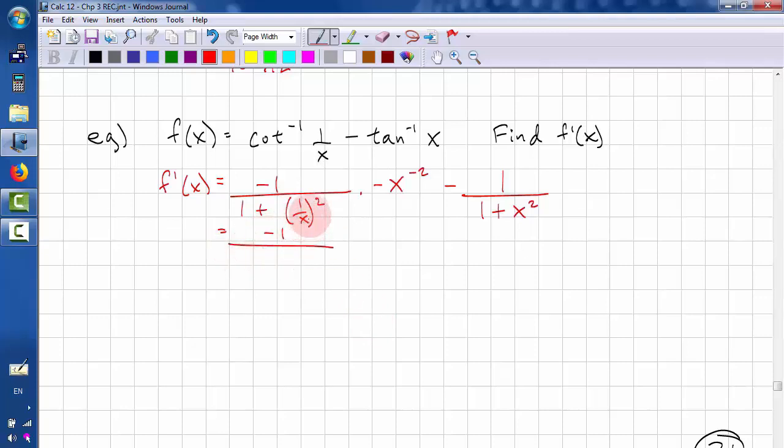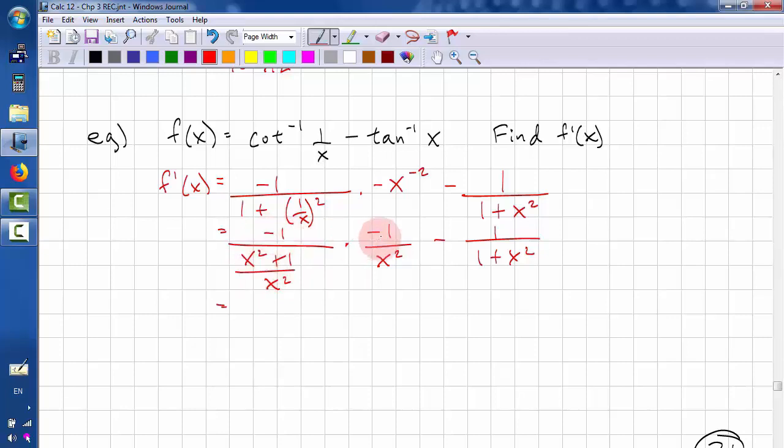So we need to multiply by a common denominator. That would be x squared. So we have x squared plus 1 over x squared times negative 1 over x squared, minus 1 over 1 plus x squared. Okay, make sure that this has a shorter bar. If this is a fraction in the denominator, the numerator is just a constant. Since we have a fraction in the denominator, we're going to multiply by the reciprocal.